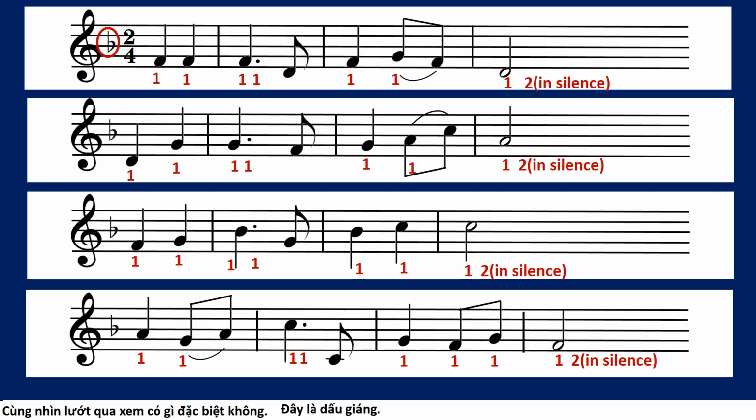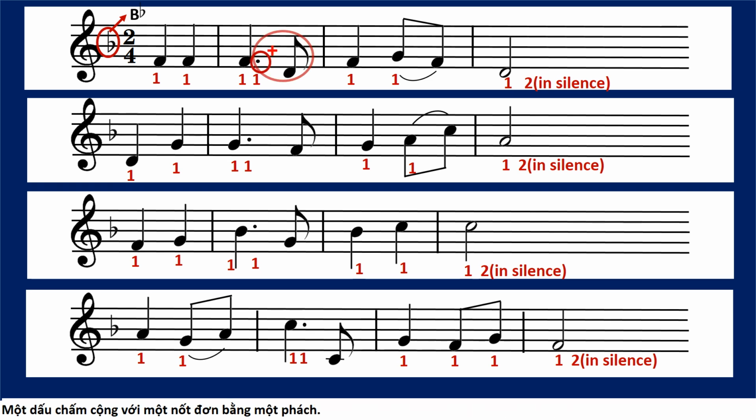This is the flat. Its place in this position is called a flat note and indicates that all notes on the staff in this position are flat notes. Go on. It's a dot. A dot plus an eighth note equals 1 beat.